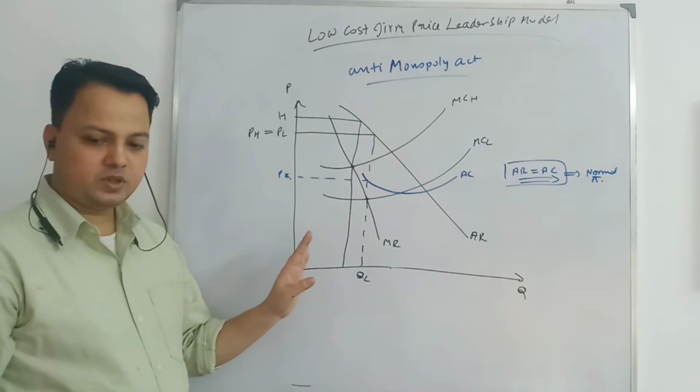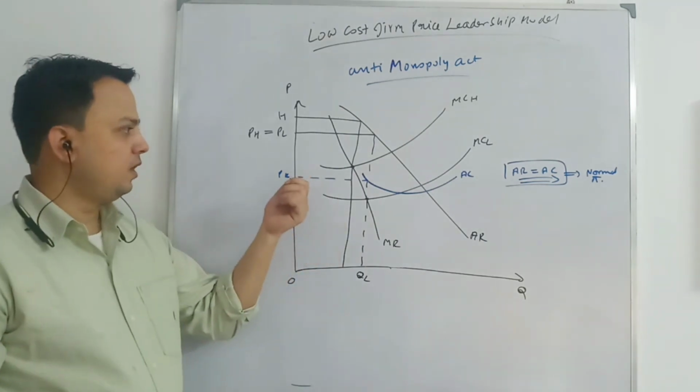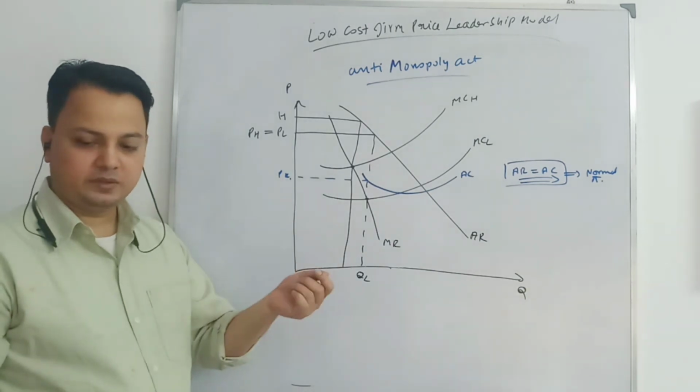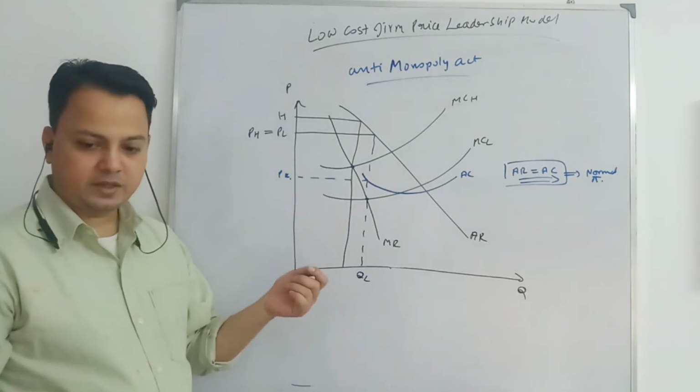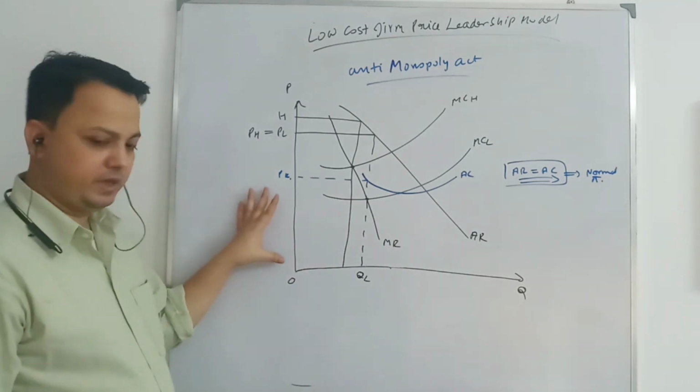You can have two kinds of questions. One is simple, they will ask directly. Second, they will say that if the no cost firm wants to drive the high cost firm out of the market, what price should the no cost firm charge? The answer will be OPK.